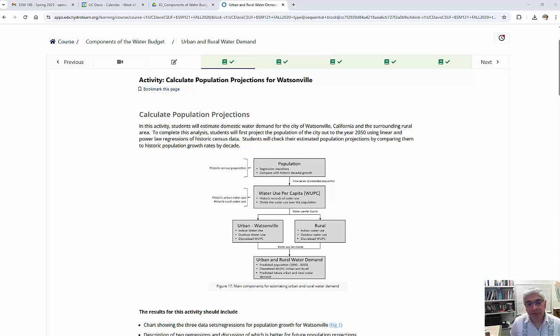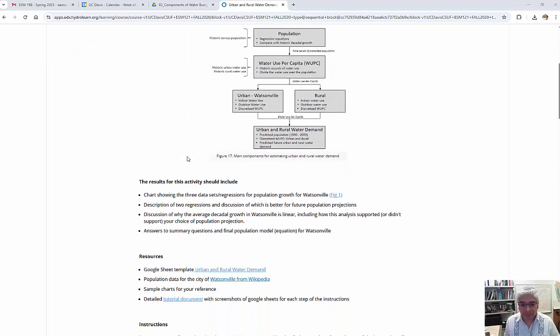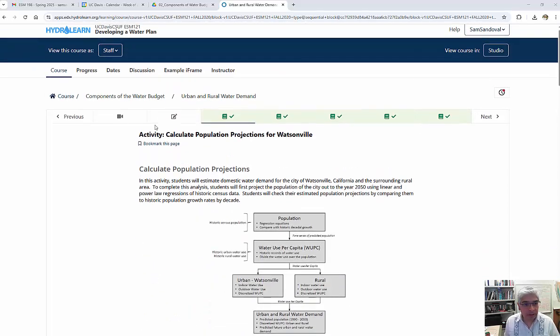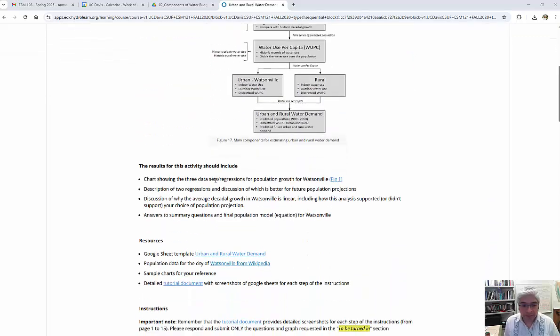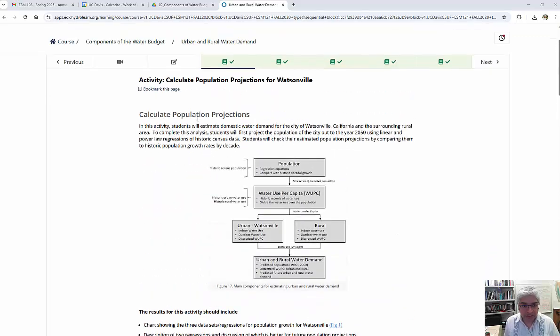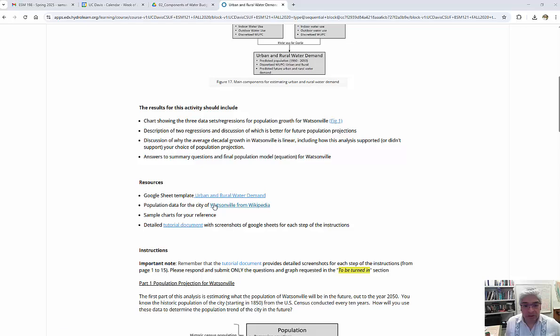Hi everyone. Today I'm going to be showing you how to calculate the urban demand for the urban water management portion of the class, which is exercise number 2. So at some point you will be here on HydroLearn, and basically here we'll ask you to calculate population projections.